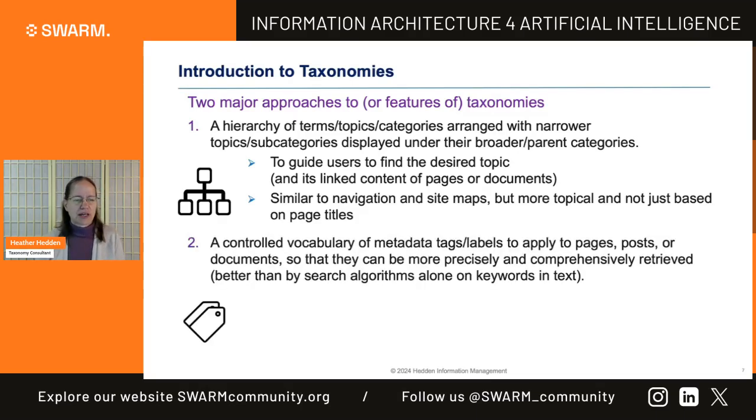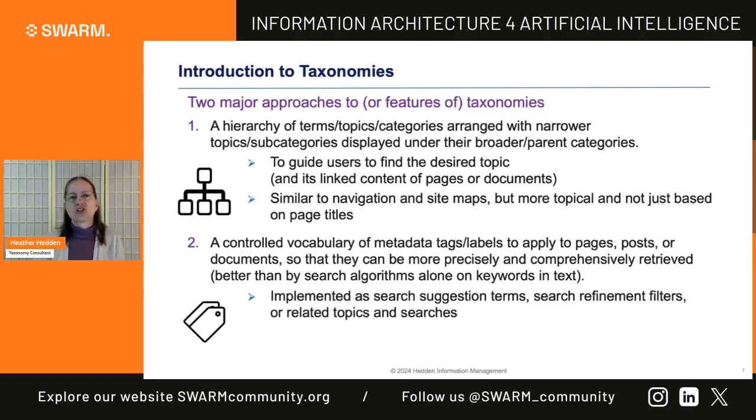The other approach is that a taxonomy is a kind of controlled vocabulary that's arranged in a structure of metadata tags or labels to apply to the pages or posts or documents, so that they can be more precisely and comprehensively retrieved than search alone. The search algorithms and the keywords are never perfect. So this could be implemented as search suggested terms, when somebody types in the search box and then their search string matches against suggested terms, or search refinement filters, or suggestions of related topics in searches.